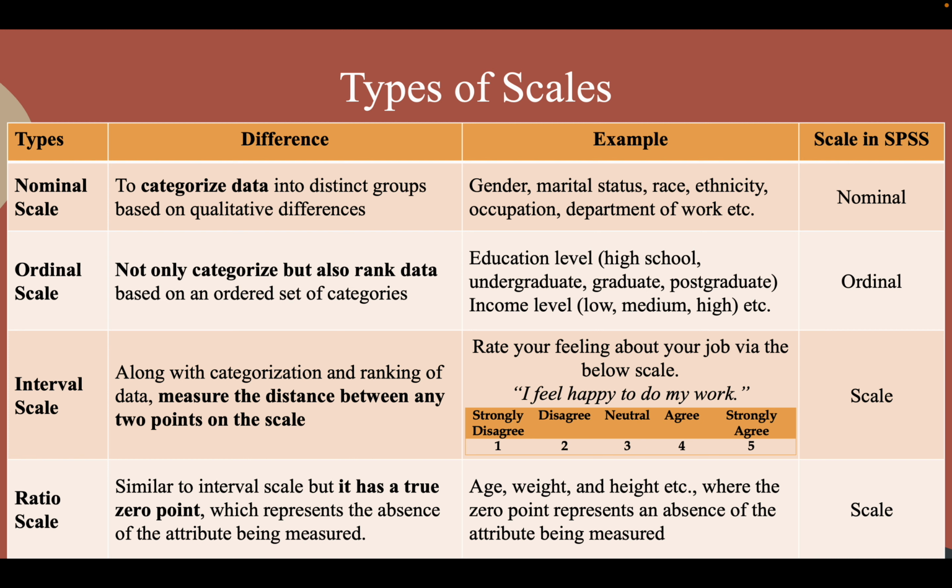True zero point represents the absence of the attribute being measured. For example, variables like age, weight, and height have zero as an arbitrary origin. Suppose someone is 30 years old, so everyone is born at a particular point in time. So if someone is 30 years old, we can say the arbitrary origin of age is 0.